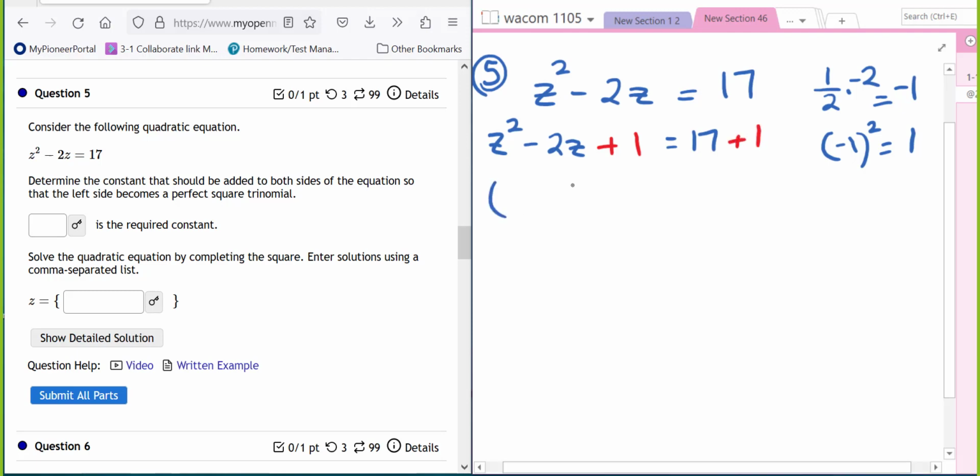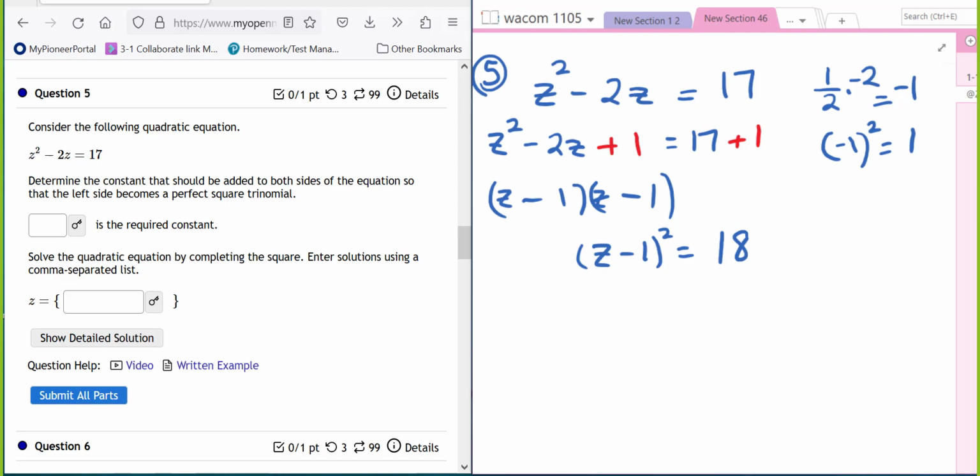So the left is going to factor to 2 parentheses just alike. Like signs, both minus, and it is going to use ones. And we'll just go ahead and write that as z minus 1 squared equals 18. And now we're ready for the square root of both sides. I think I'm just going to go ahead and do it on this. At least it's a color change so you can tell.